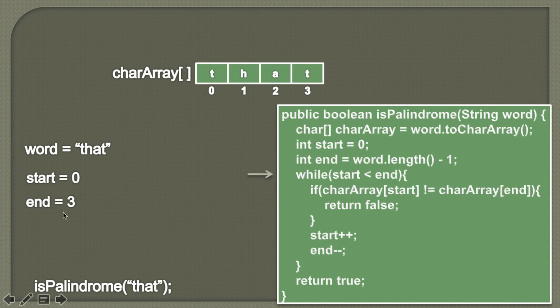Moving ahead, we see whether start is less than end or not. So here you can see 0 is less than 3. So the condition in the while block comes out to be true. Now we compare the value at the start index and the value at the end index, which is these two characters, and we check whether they are equal or not. If they are not equal, then we can simply return false because the string is not a palindrome. But here you can see t is equal to t, therefore the condition in the if block comes out to be false.